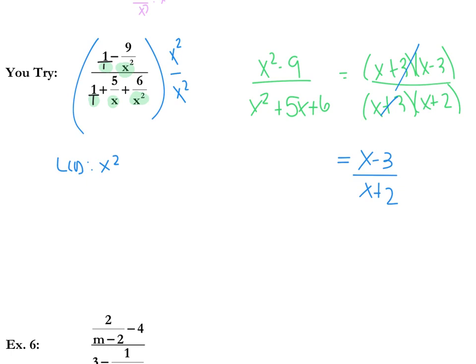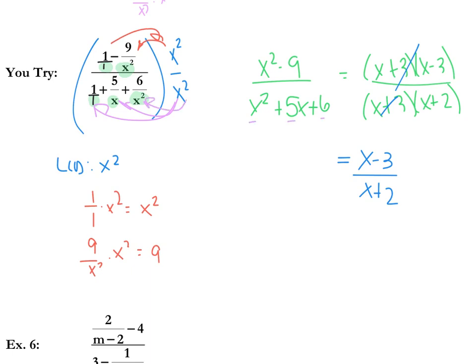So let's go ahead and walk through this. So find the LCD of all the fractions, which is going to be x squared. Okay, multiply everything by x squared. So right here, that's going to be 1 over 1 times x squared, and that's how you get x squared. And then this one is 9 over x squared times x squared, and that's how you're left with 9. And then you do the same thing on the bottom, and that's how you get left with these three terms.